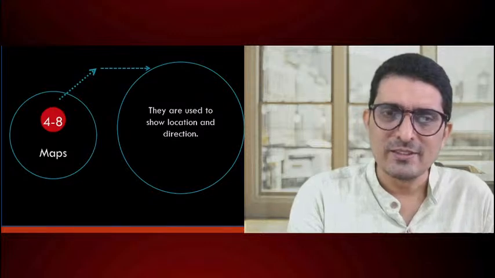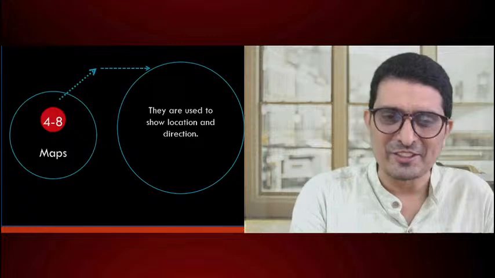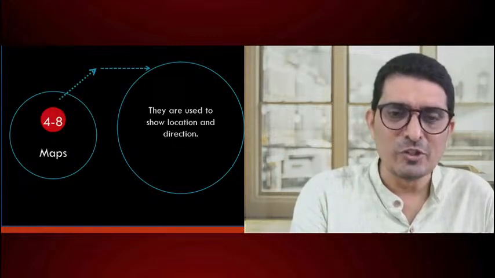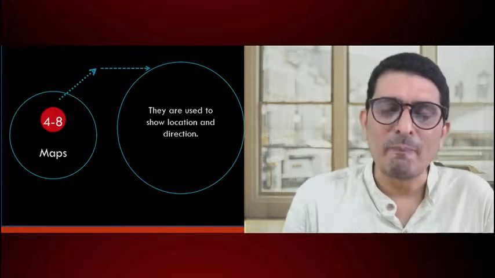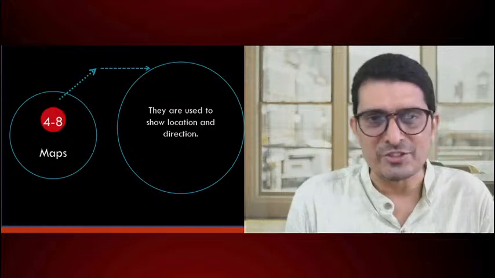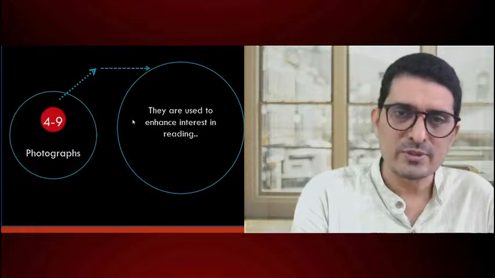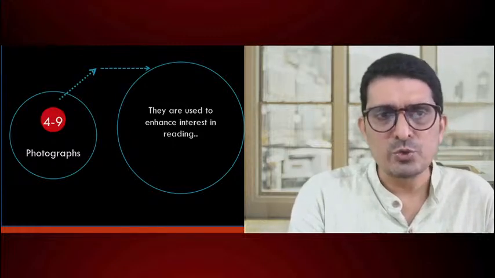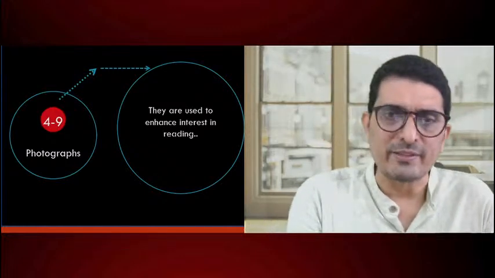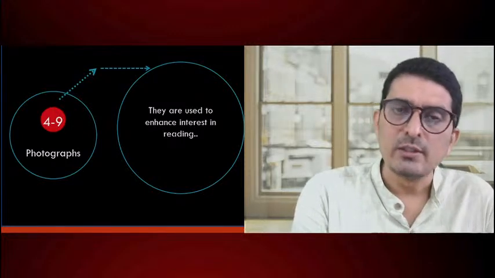Then maps, as you know, are just for showing location and direction. If your students are able to read maps, then they can get more information on different locations. Then photographs. Again, they are used to enhance interest in reading. So they should be able to interpret the photographs in a particular article or in a particular story.